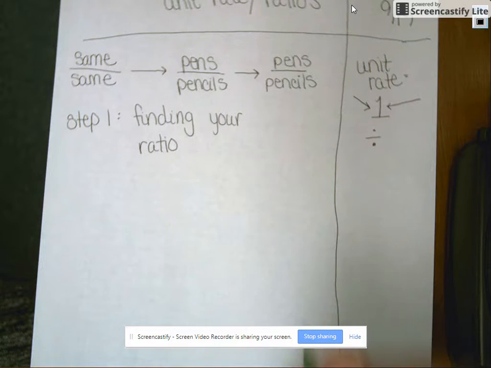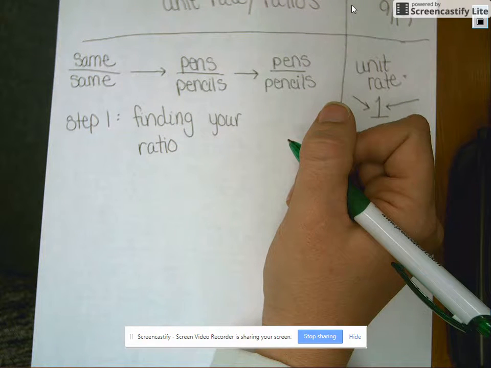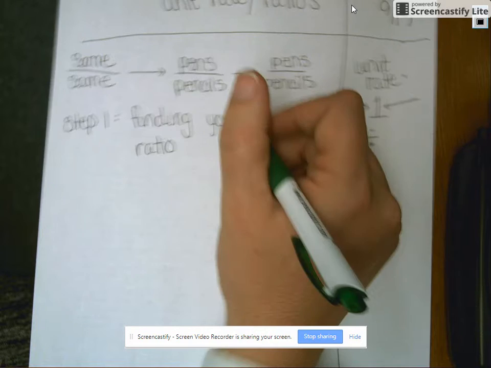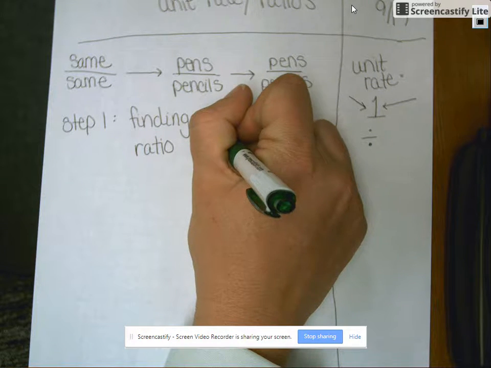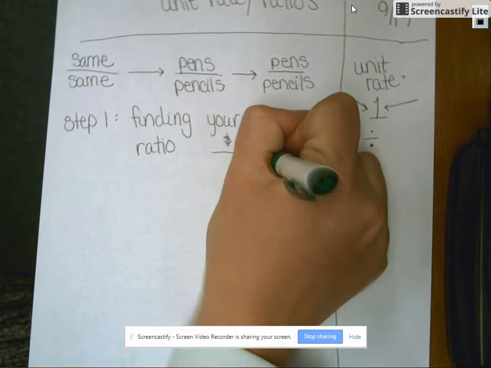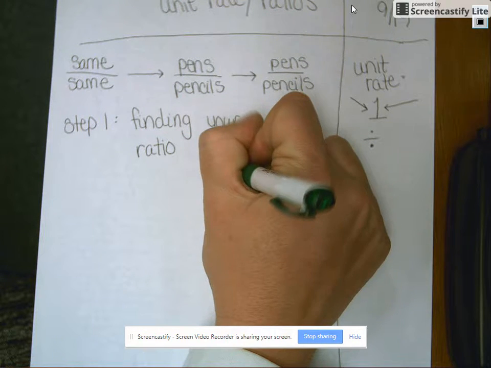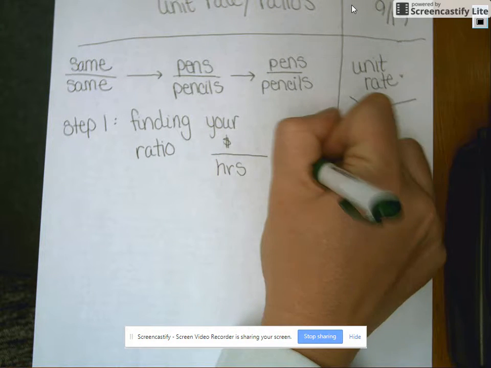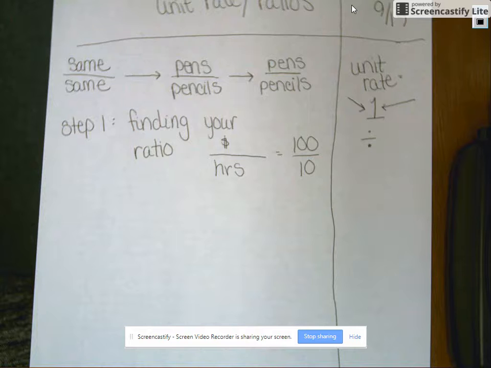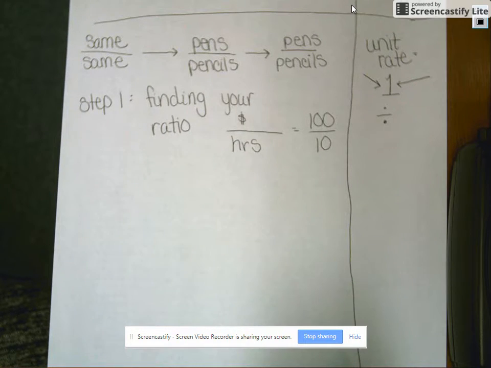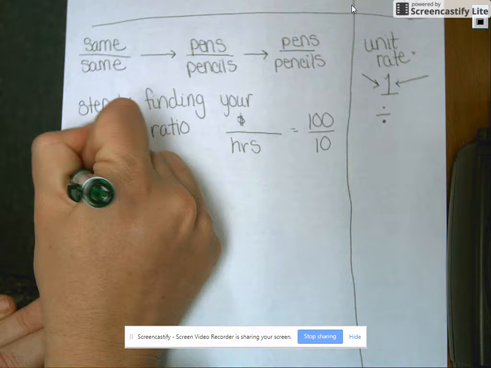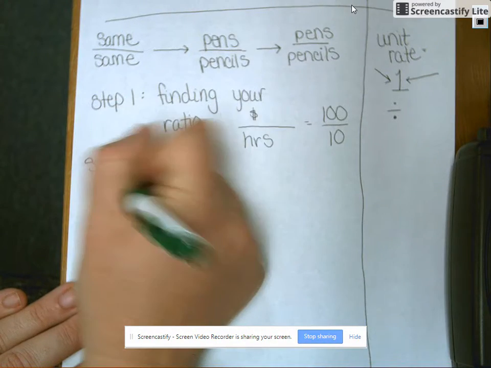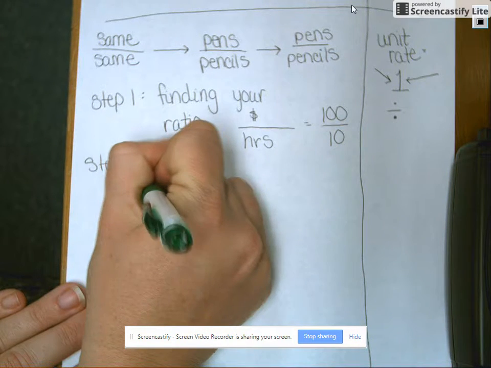It was that I got a $100 check from working 10 hours. How much money will I make if I work 15 hours? Okay. So my ratio would be $100 to 10 hours. So I'm comparing dollars and hours, right? 100 to 10. Okay, so that's my ratio, and I'm done with step 1. Step 2, now I need to set up the unknown ratio.